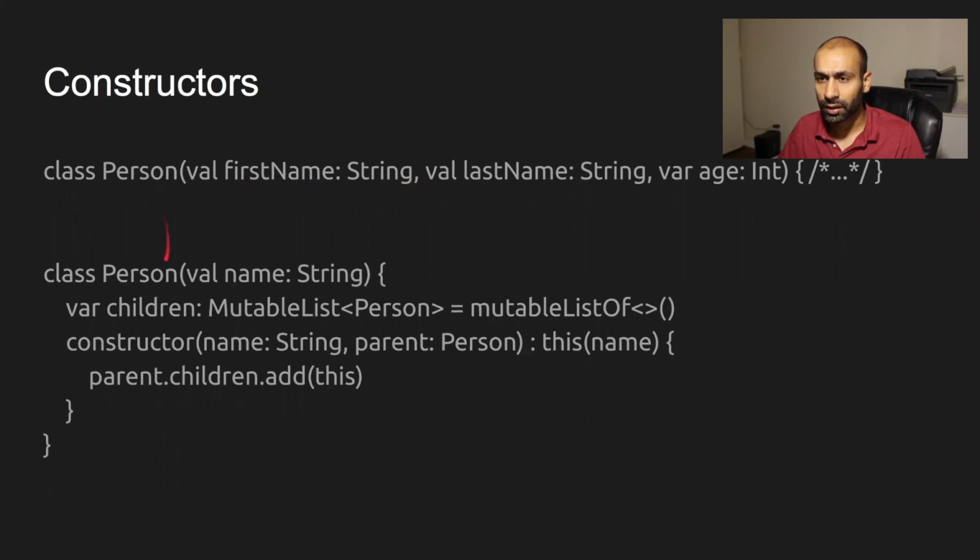So here we see a class with two constructors. This is the primary constructor and this is the secondary constructor. In the secondary constructor, the first thing we have to do is call the primary constructor, and that is done by calling this, and we pass the argument. So we call the primary constructor in this case.